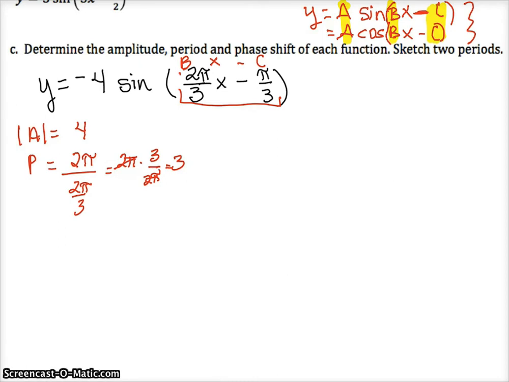Okay, the next thing I want to figure out is my phase shift, and because this is rather complex, I will take the values for bx minus c and place that between the endpoints of the parent function for sine. If you've forgotten, remember our parent function for sine starts at 0 radians and ends at 2 pi radians.